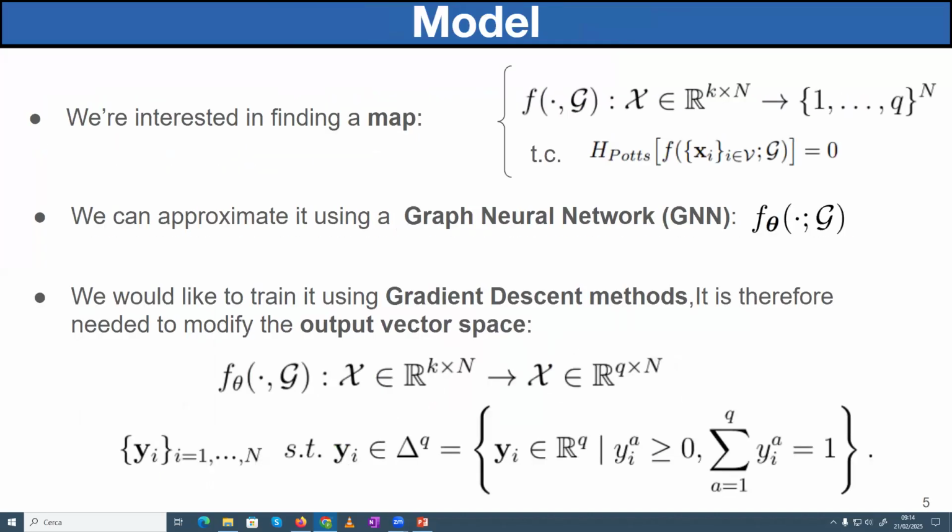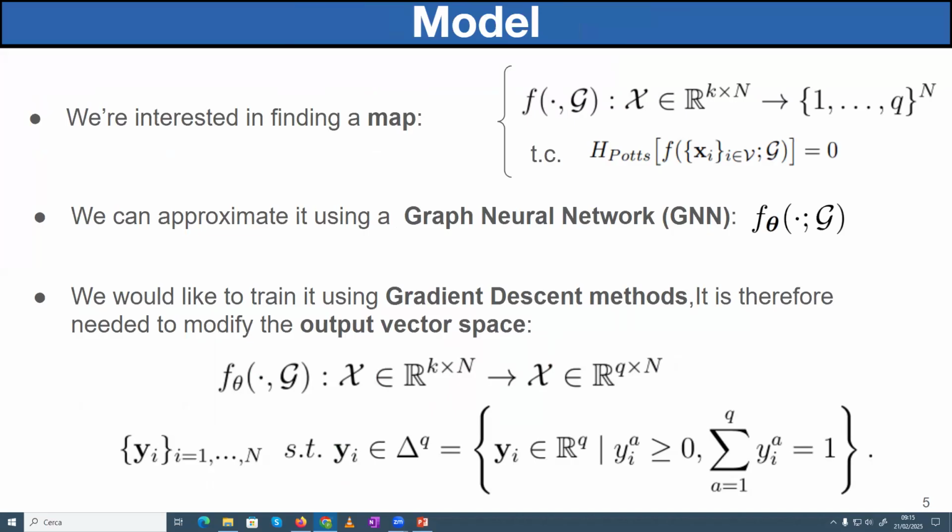So, we are interested in finding a map from some node feature space to the configuration space such that if we apply this map to a given graph, the energy of the graph becomes equal to 0, and we can approximate this map using a graph neural network, and we can call it f theta.